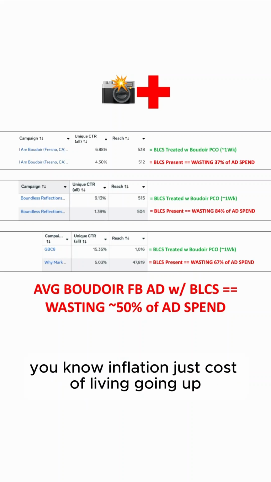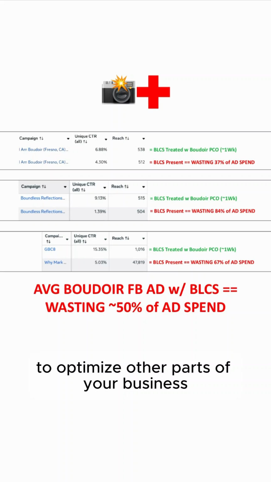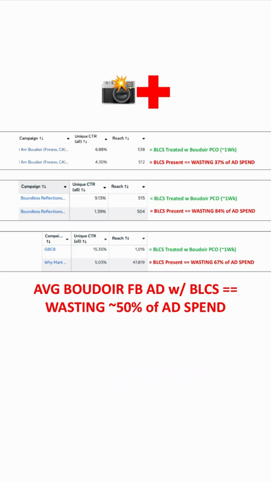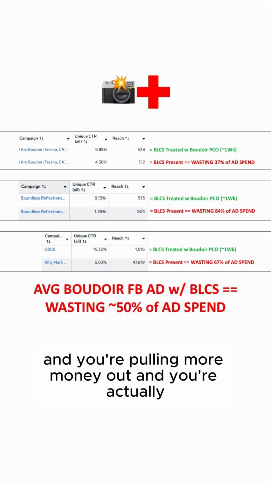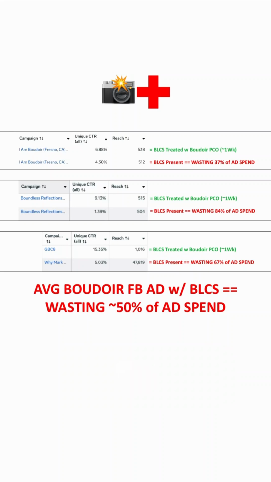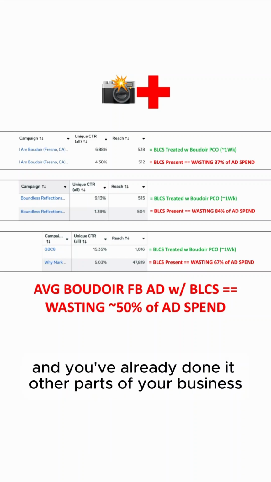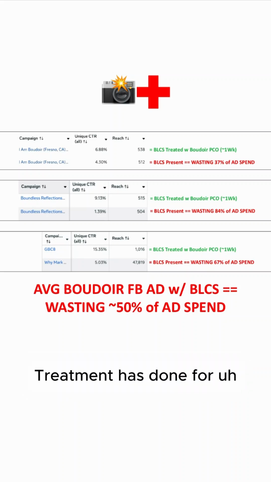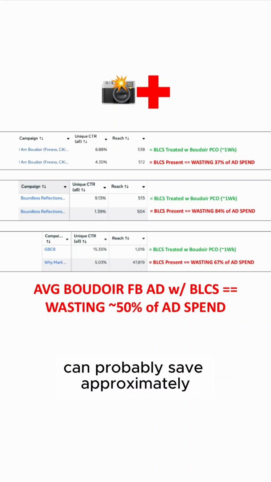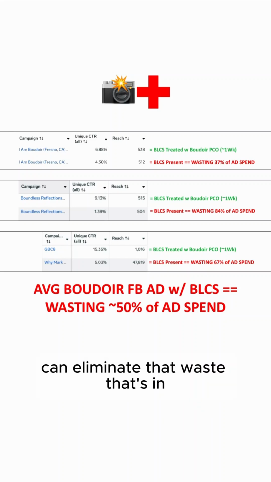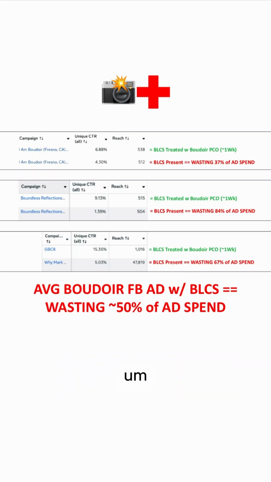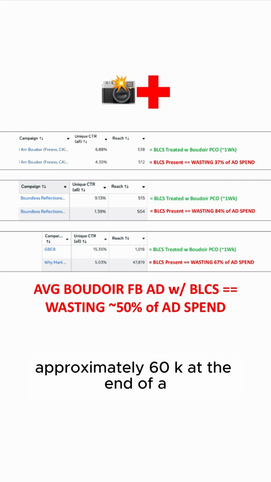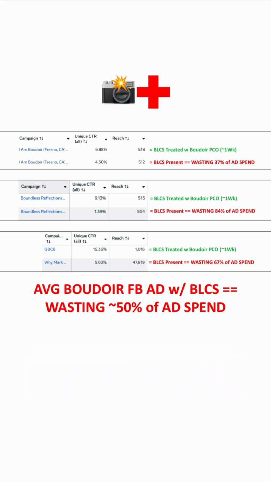And you've been seeing inflation, just cost of living going up. So you've already taken steps to optimize other parts of your business, pull more profit out, to still be successful. And now you're seeing what the Boudoir Pico treatment has done for other Boudoir Facebook advertisers, so you've already seen it can probably save approximately 5K a month. You can put that wasted ad spend back in your pocket every single month, and that'd be approximately 60K at the end of a year, at the end of 12 months.